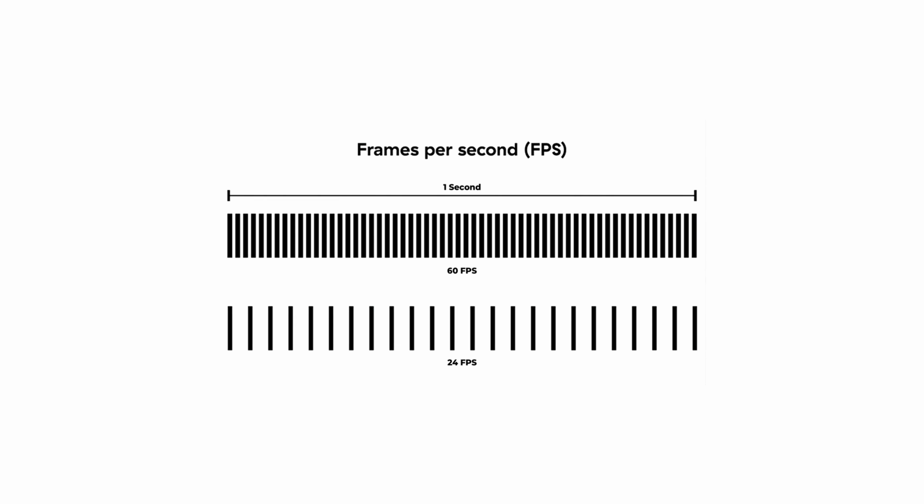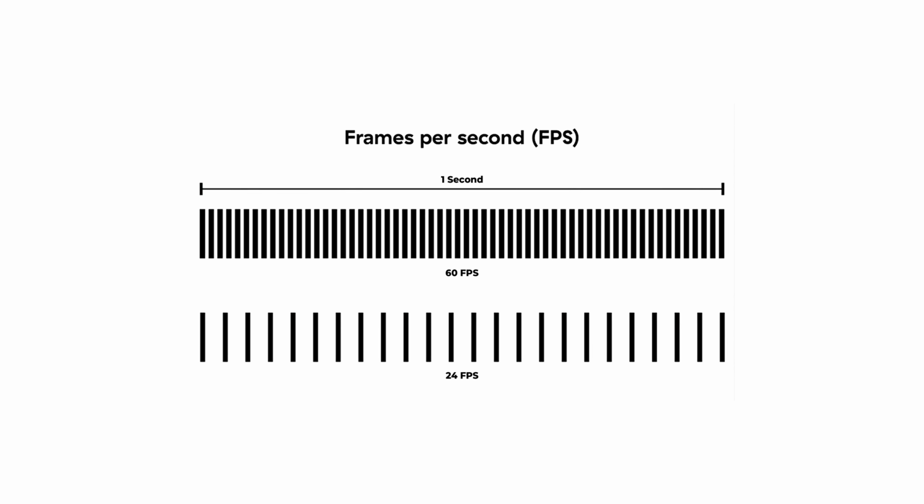So what a video actually is: loads of pictures being taken very quickly, strung together to form movement. These pictures are called frames, and your frame rate is the number of frames captured per second.